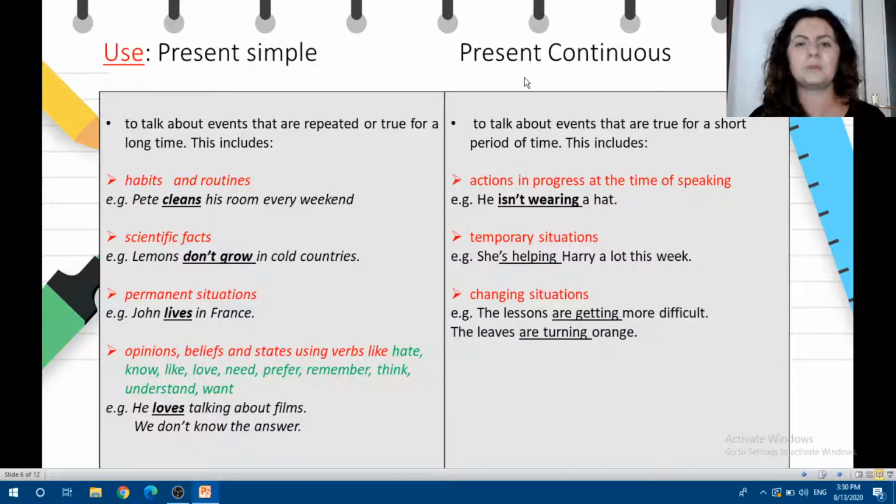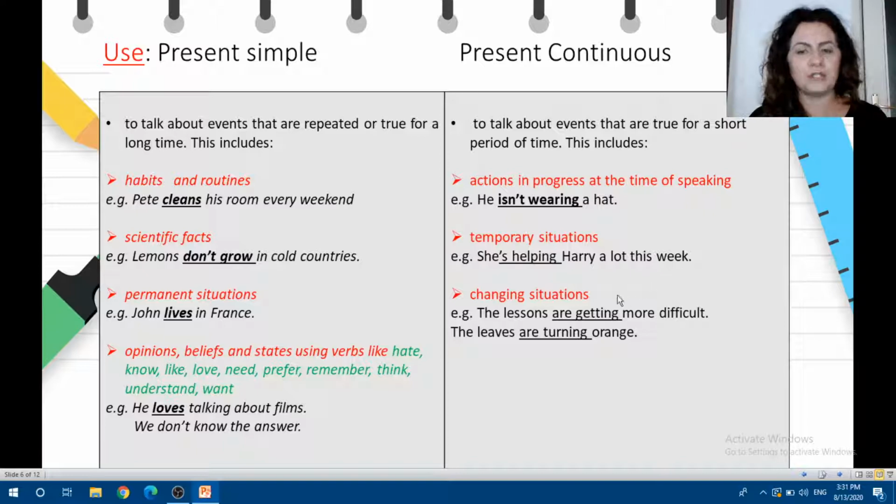What about the present continuous tense? We use the present continuous tense to talk about events that are true for a short period of time. And this includes actions in progress at the time of speaking. Like in this example, he isn't wearing a hat. For temporary situations, like in this example, she's helping Harry a lot this week.